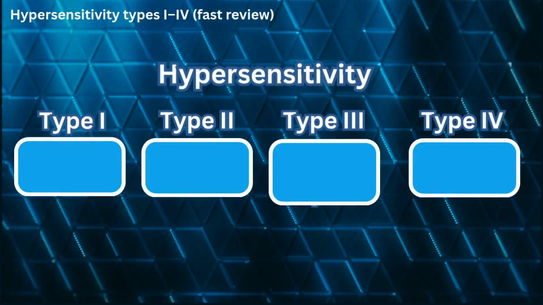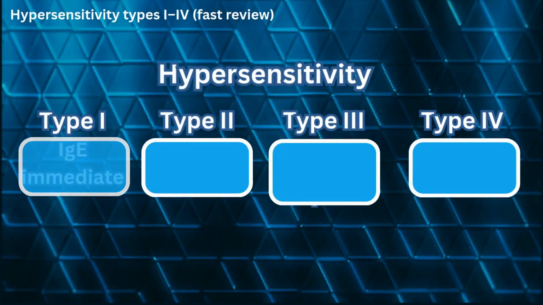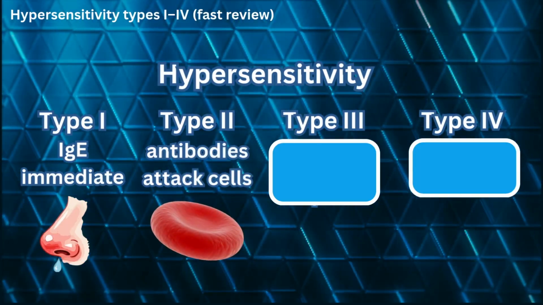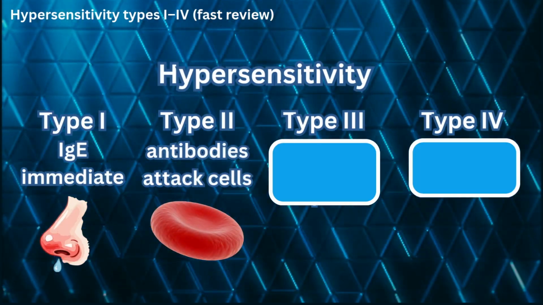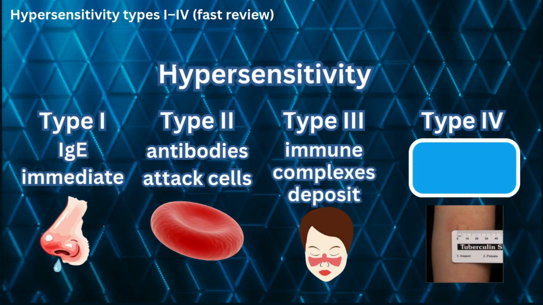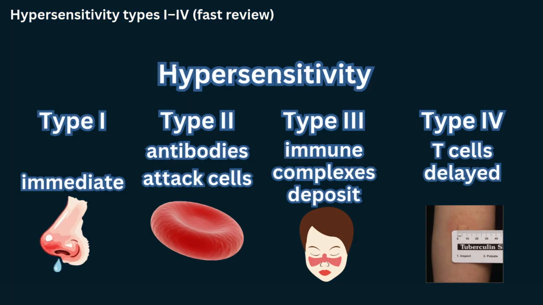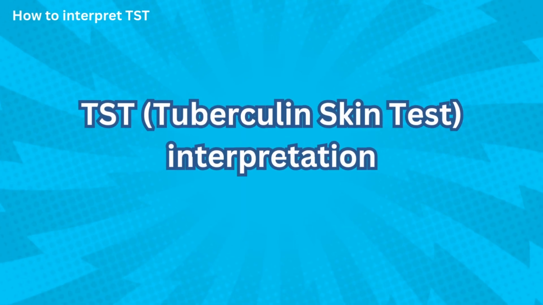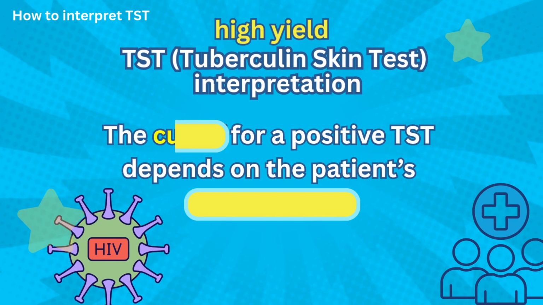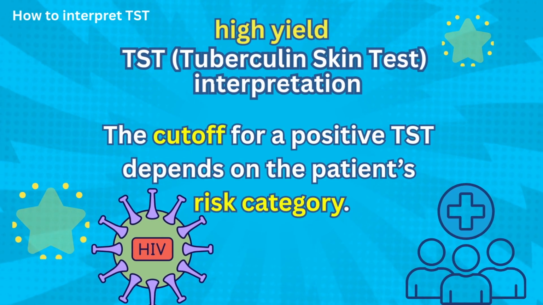So remember, type 1, IgE and immediate. Type 2, antibodies attack cells. Type 3, immune complexes deposit. Type 4, T cells and delayed. Now let's talk about interpretation. This is high yield. The cutoff for a positive TST depends on the patient's risk category.